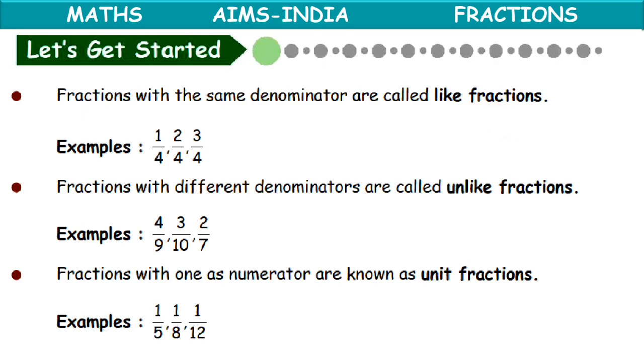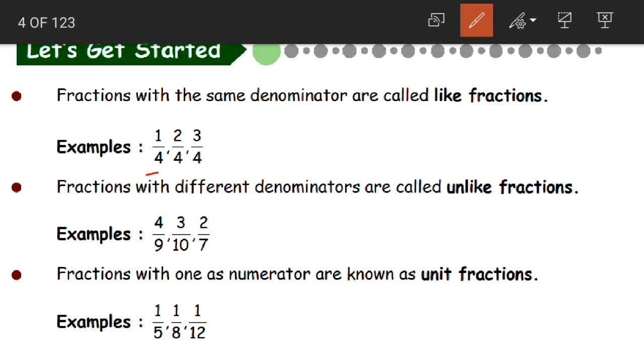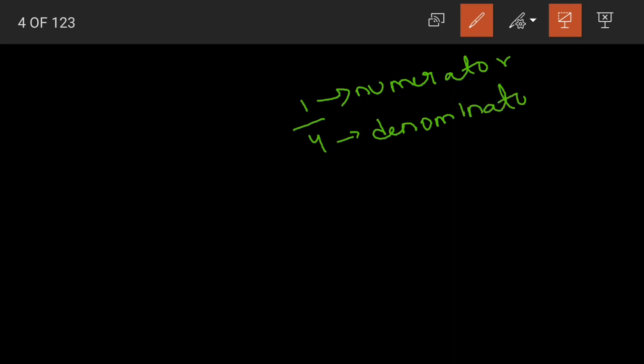Are called as our like fractions. Examples: 1 by 4, 2 by 4, 3 by 4 and so on. See, here we are having 3 fractions as you can see. And what is the denominator, children? When we say 1 by 4, the number written on top will be our numerator and the number written below is our denominator. Yes, d for written down and the d for denominator, the number written down will be our denominator.